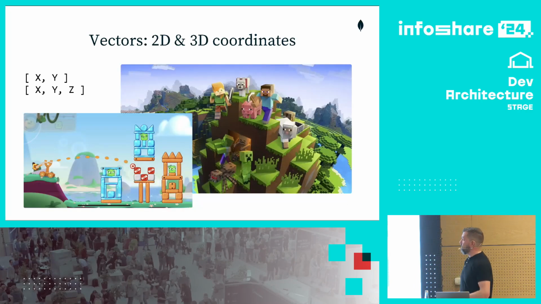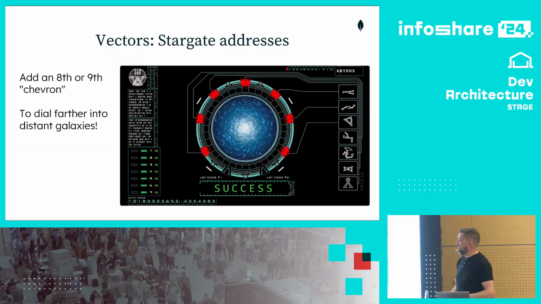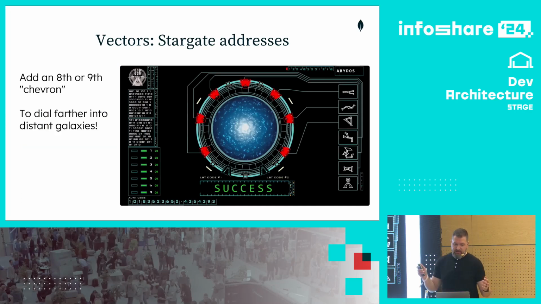And then video games. Video games use 2D and 3D coordinates to keep track of objects in the game world. And with these coordinates, we can compute proximity between objects and do collision detection, for instance. And so the same kind of math is used to compute the similarity between vectors during vector search. And then if you're a Stargate fan, the gate address is made up of at least 7 dimensions, and these are like vectors. And if you want to contact other Stargates, you can add an 8th or a 9th dimension, just like you would add a country code and an area code to a phone number.